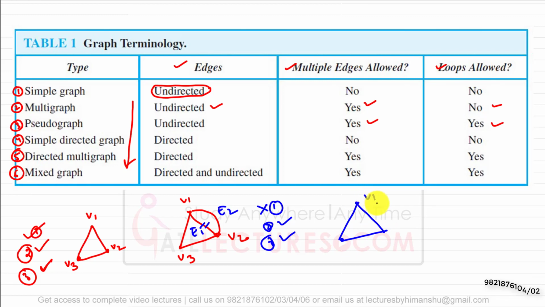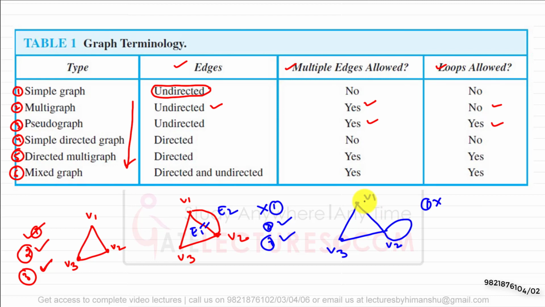This is vertex v1, this is vertex v2, this is vertex v3, and we have a self loop at vertex v2. Okay, what is a self loop? A loop is where, for an edge, the starting vertex and ending vertex are the same. That is called a loop. Now is it a simple graph? No. Why is it not a simple graph?